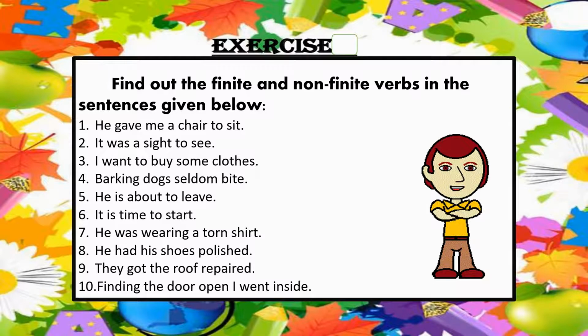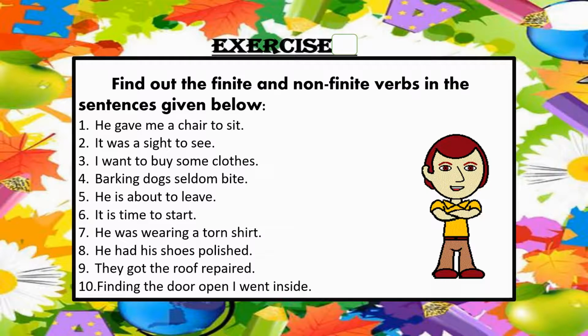Let's do an exercise on finite verbs and nonfinite verbs. He gave me a chair to sit. Gave is a finite verb, to sit is a nonfinite verb. It was a sight to see. Was is a finite verb, to see is a nonfinite verb.